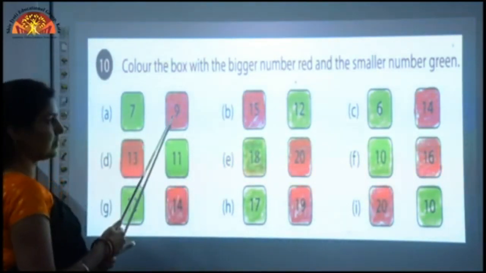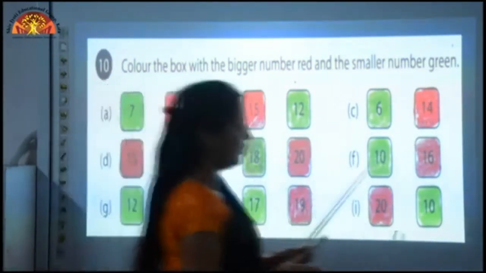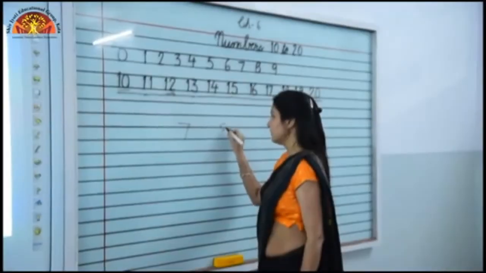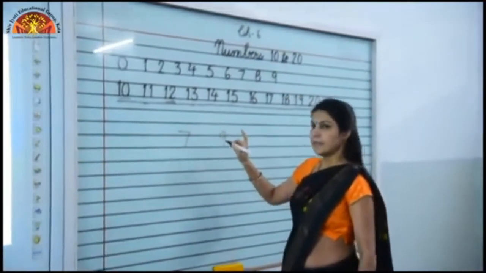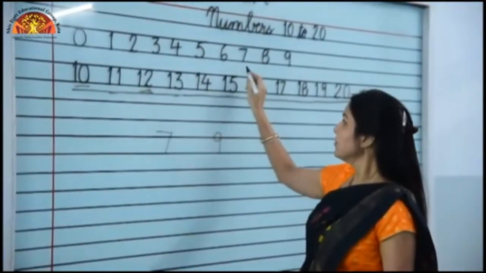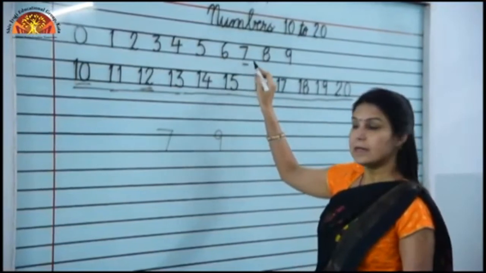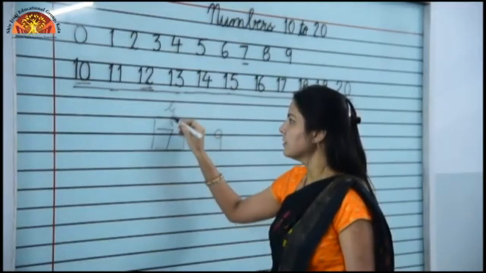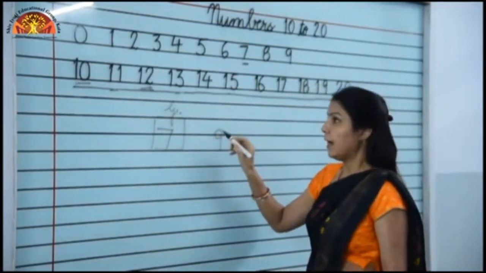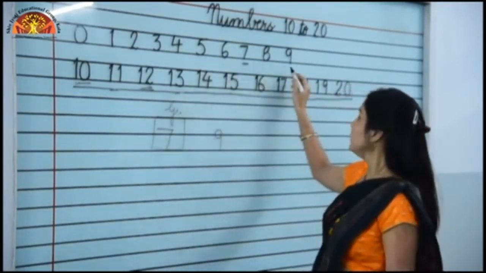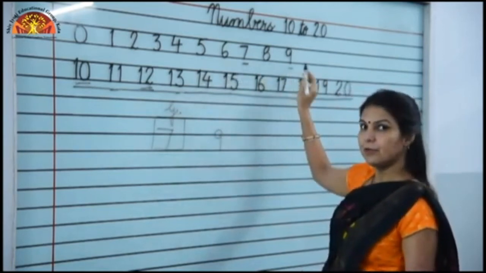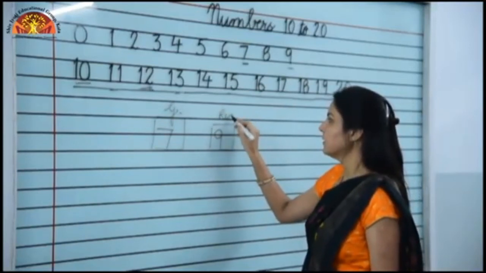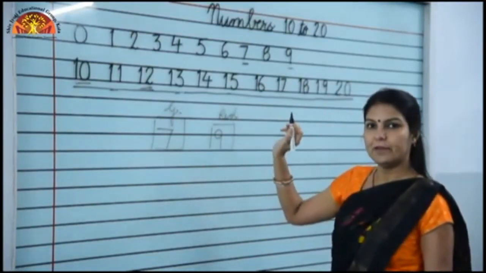Now compare these numbers. Again you can compare. Look here. Numbers are 7 and 9. Now find out 7 is closer to 0. So this number is smaller. So we will fill green color in this. Now 9 is farther from 0. 9 is coming here. It is far from 0. So we will fill red color inside it. I hope you have understood.